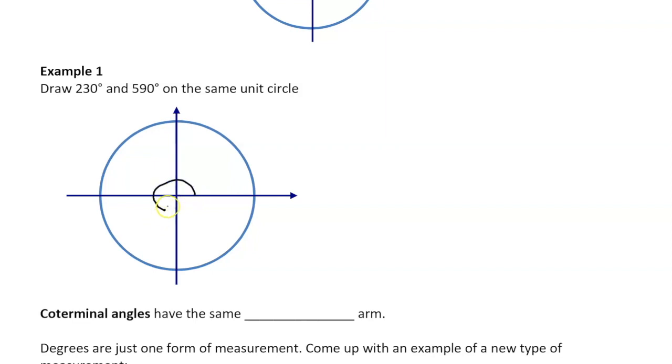We have 230 degrees somewhere around right there. And if we were to draw 590 degrees, well, what would happen? We would go around our full 360, and then when you come back here, you would be in the exact same spot. So if I sketch this, you actually couldn't tell the difference between the two angles. When you have angles that end in the exact same spot and share the same terminal arm, we say coterminal angles have the same terminal arm.